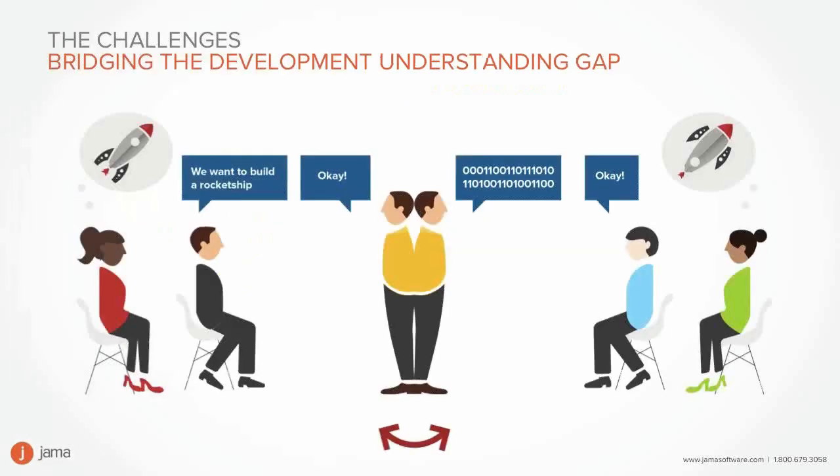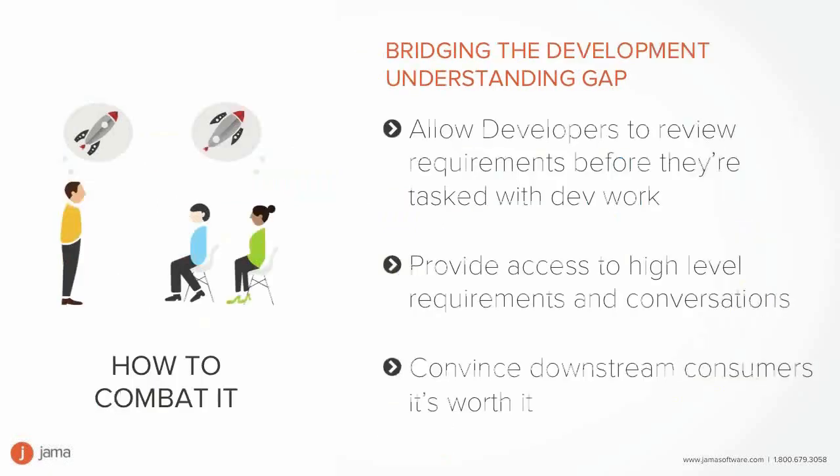The next one, bridging the development gap. This one seems fairly straightforward. On the left-hand side, we've got our stakeholders. The right-hand side, the engineering or downstream consumer side. And we're translating what our stakeholders and customers want, and of course, what our development team is going to build. And the challenge here is that we've got to do that in some way that both sides are held accountable and that we are in alignment on that. So how can we work through this particular challenge? I think allowing developers to review the requirements before they're actually tasked with the development work can be a huge plus.